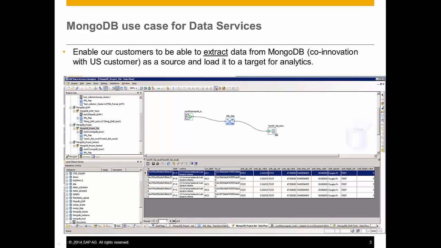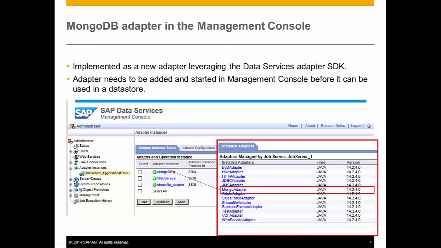With the native support for MongoDB, you can now use data services to read your hierarchical data from MongoDB and perform additional transformation natively before loading the data into another database for big data analytics, such as SAP HANA. The MongoDB adapter is implemented based on the Data Services Adapter SDK library. Because of this, you must create a MongoDB adapter in the Management Console and start it before you can set up a MongoDB data store in the Designer.